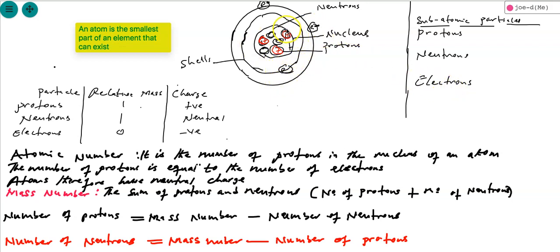An atom consists of a central portion which contains protons and neutrons. So here we have our nucleus, which contains the protons, which I'm indicating with red color, and neutrons. Now, surrounding the nucleus are the electrons, which orbit in shells around the nucleus. So we have our shells here, and the electrons orbiting in shells.